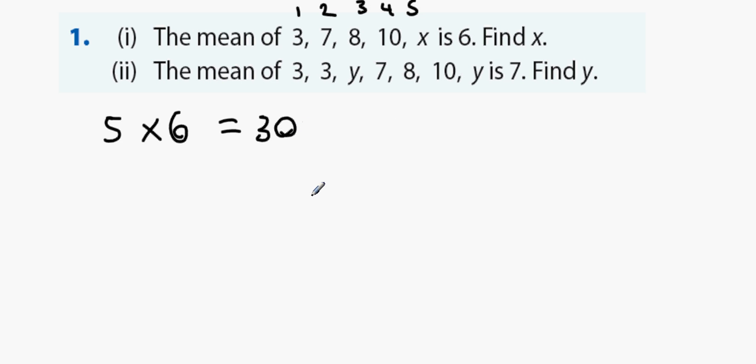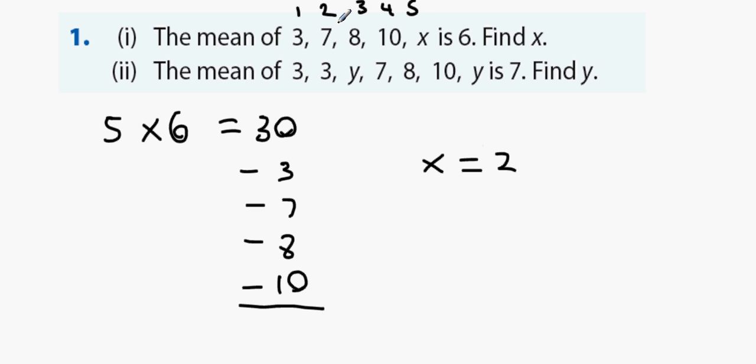Then what we have to do is take away the numbers, so 30 minus 3 minus 7 minus 8 minus 10, and then we get what x is, okay? So all we have to do is 30 minus 3 minus 7 minus 8 minus 10. So now we know that x equals 2, okay? So x equals 2. So the total of all of these added together is 30, and their mean is 6. Now we're on the second question.